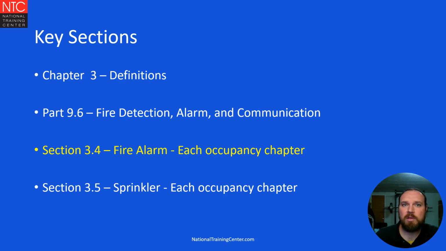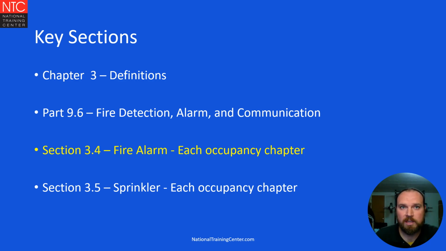It's an NFPA book, so Chapter 3 is going to be your definitions. Chapter 9, Section 6 is going to tell us some of the fire detection, alarm, and communication requirements within each occupancy chapter. Section 3.4 is where you will find the fire alarm requirements for that type of occupancy. Also, on that same note, Section 3.5 of each occupancy chapter will tell you the sprinkler requirements for that occupancy.